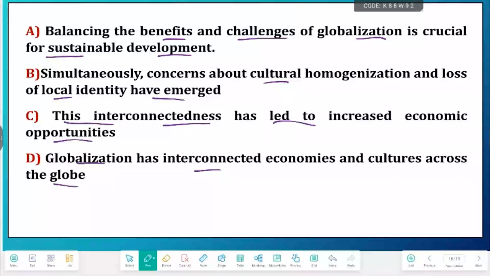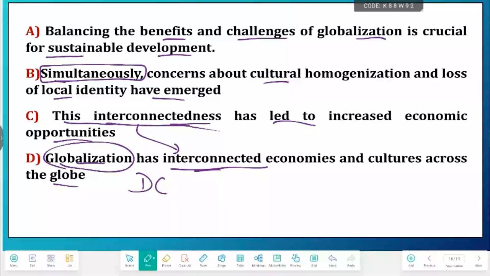Okay, now we have to solve this. Before solving, we have to understand the idea first. First we have to identify the idea, and after that its explanation. So let's look at the statements. The idea over here is globalization and the interconnectedness that it has created. So globalization is your idea, so that will come first. Now, globalization has interconnected economies and cultures. Now this interconnectedness, which interconnectedness is it that is given here? So that will be your second statement, BC. Simultaneously has come, which means it must be connecting with some other sentence. Which other sentence? That is balancing the benefits. So D, no, D C. Okay, let's wait.